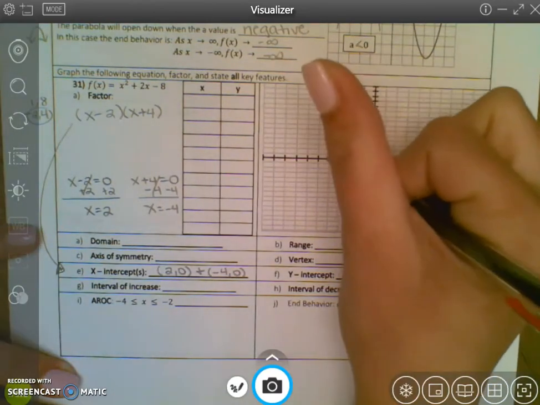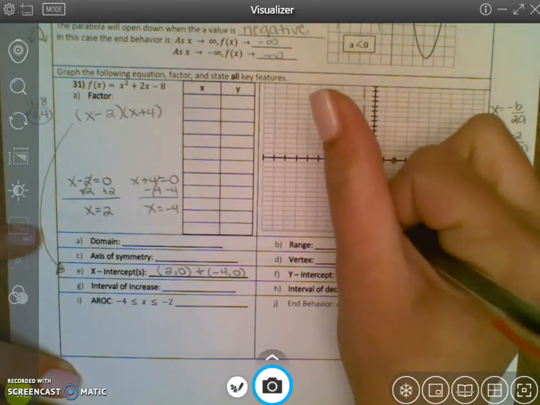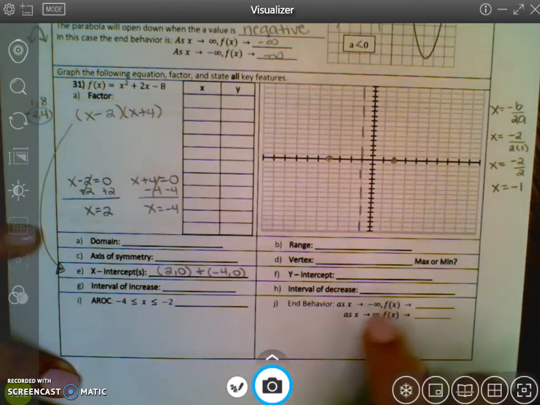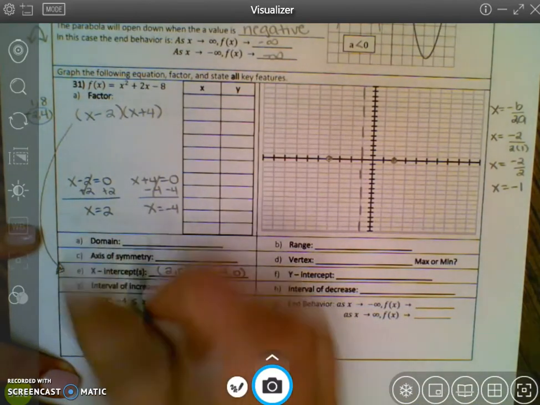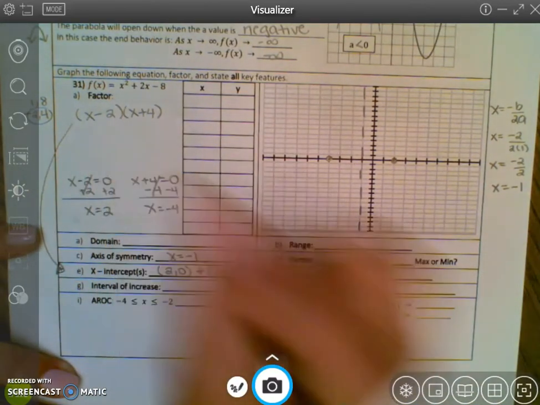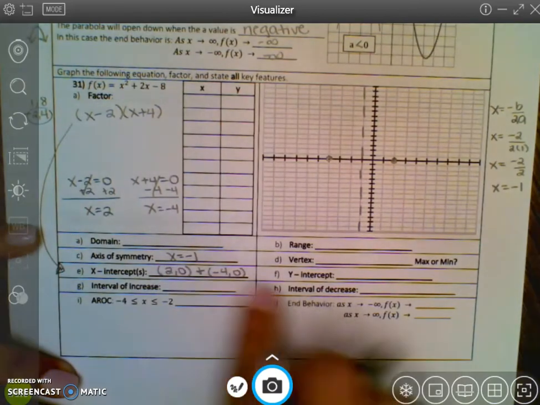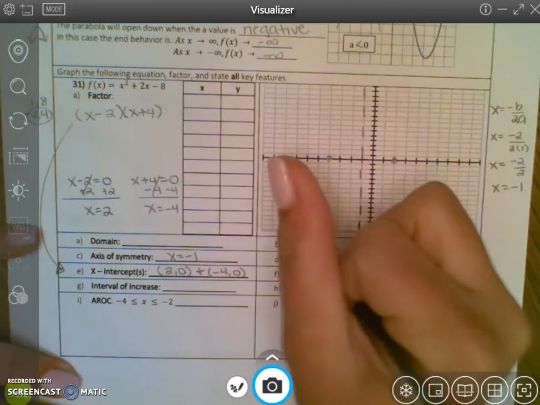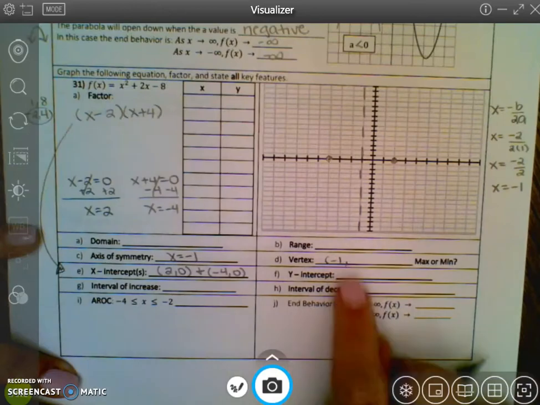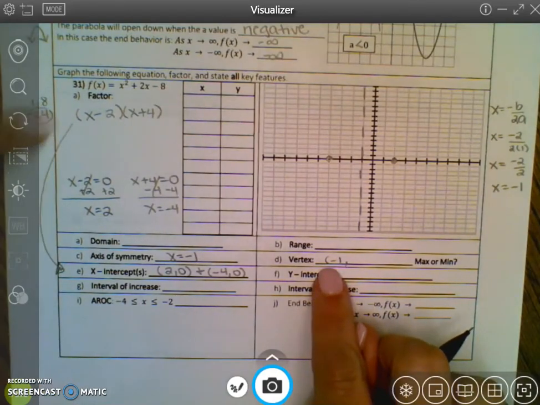Remember, it's always a dashed line. So where is that on here? Axis of symmetry, x equals negative 1. If I know this, I also know part of the vertex. It's going to be negative 1 comma something. So let's plug that in.